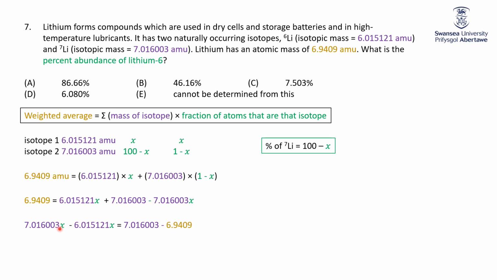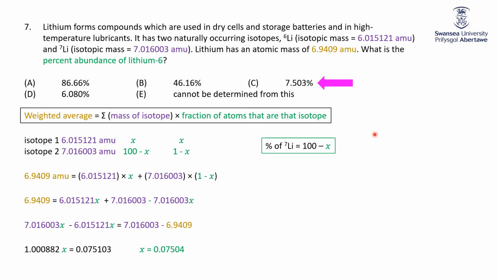So 7.016x minus 6.0151x. Make sure you see how that turns into that, and then we're bringing those together. 1.00882x, that's what this side is, 0.075103, that's what this side is. So x is equal to 0.07504, but of course we wanted it as a percentage, so we multiply that by 100 and we get 7.503.